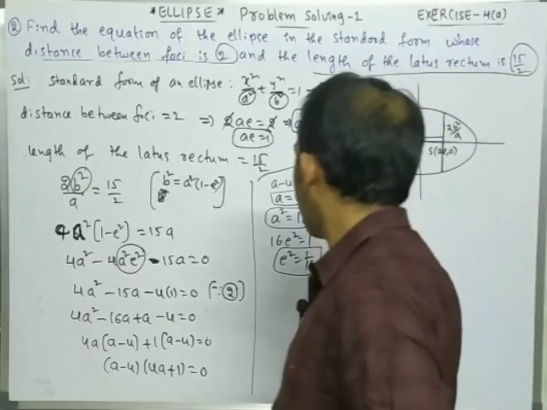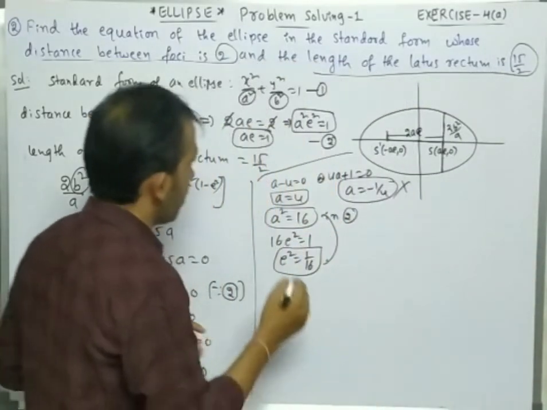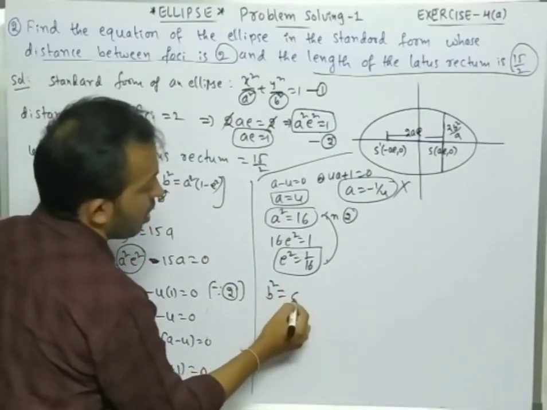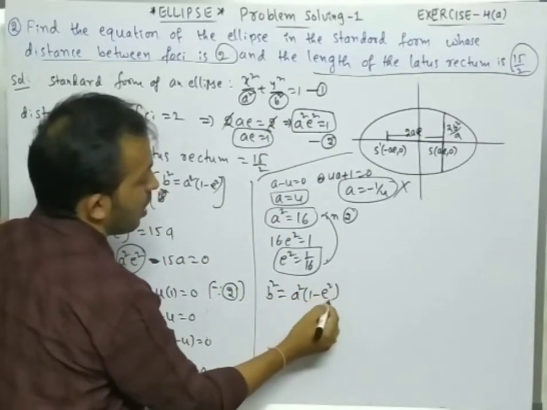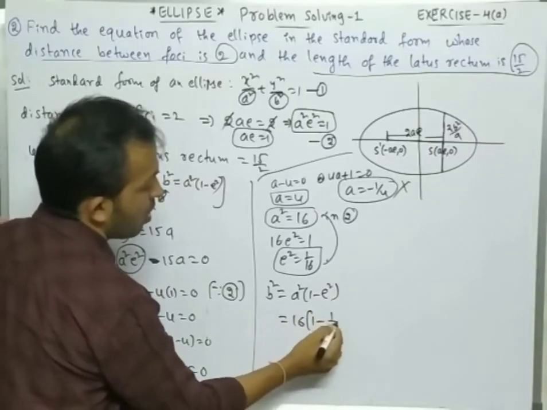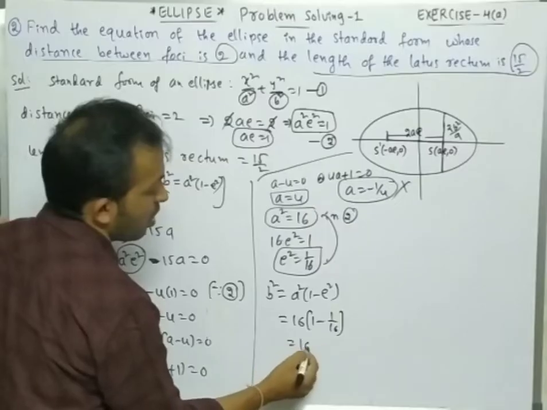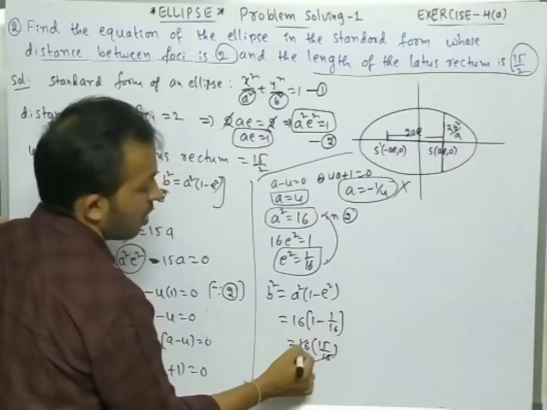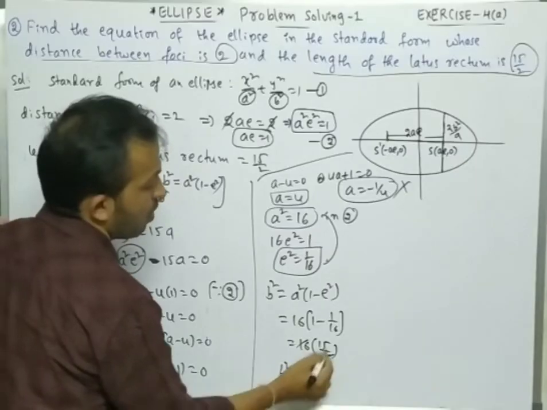Now substitute these two in the b square formula. Why? Because we need a square and b square, right? So the b square formula is a square into 1 minus e square, which is equal to 16 into 1 minus 1 by 16. So 16 into 15 by 16, LCM 16, 16 minus 1 is 15. So b square is equal to 15.